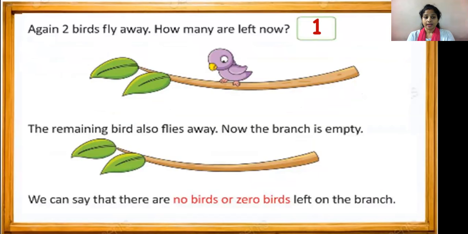But if this remaining bird also flies away, if this single bird flies away, now the branch is empty. What do you mean by empty? Nothing is there. No bird is there. When we say no, nothing, these kinds of words, it means we are talking about 0. So we can say that there are no birds or 0 birds left on the branch.